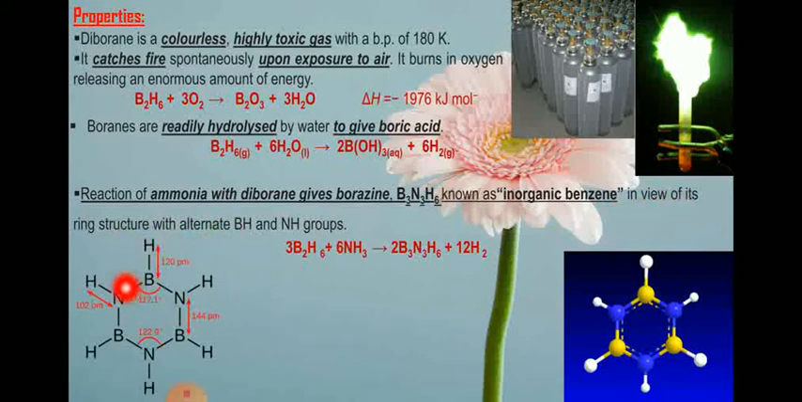The structure of borazine looks like a benzene structure, isn't it? There are alternate BH and NH groups. It's also a 6-membered ring. 3 members are boron and 3 members are nitrogen. And each member is linked to what? A hydrogen atom, in a hexagonal ring structure. Since the structure looks like benzene, it's called inorganic benzene.